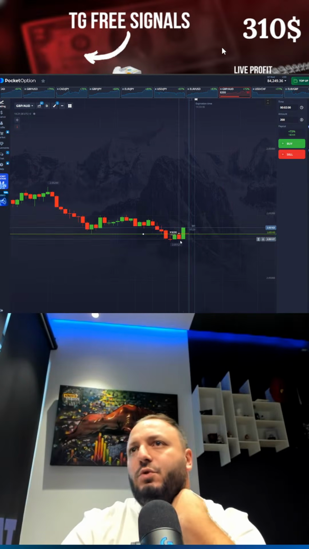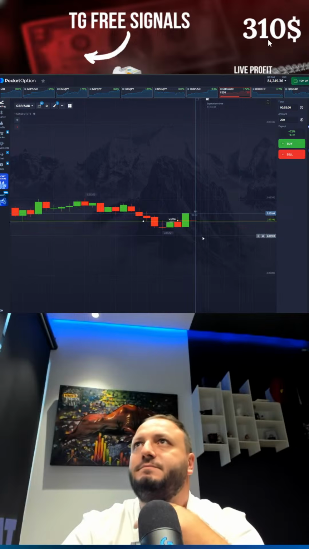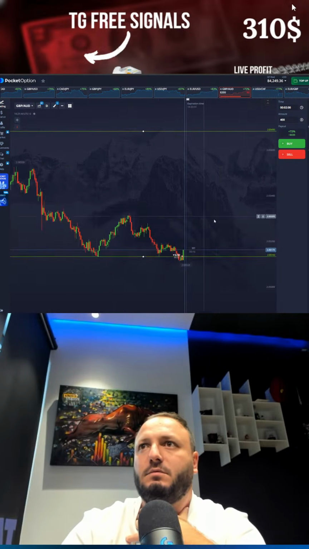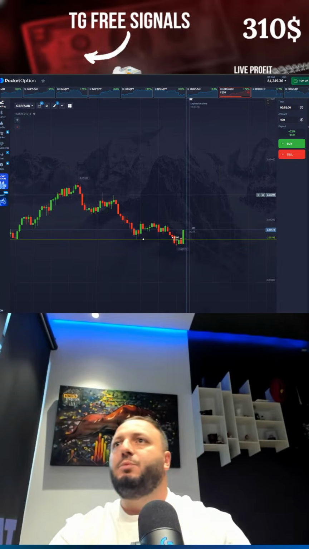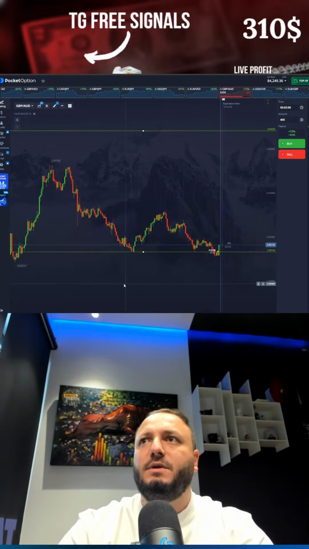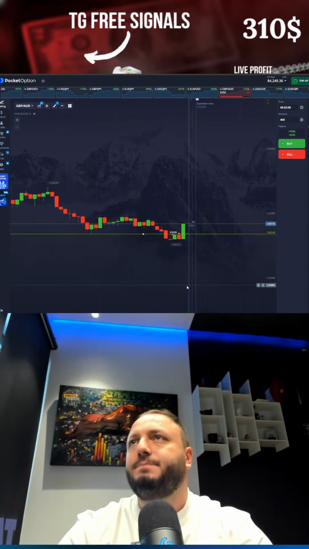Actually, the level worked just for one candle, and right now the level was beaten. The price just went back inside its trading corridor.